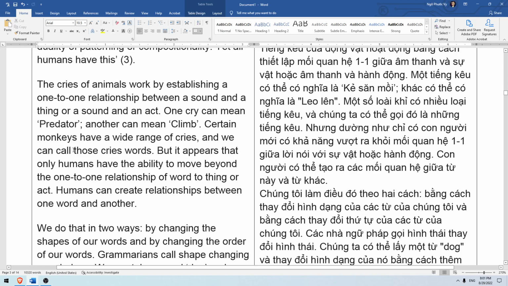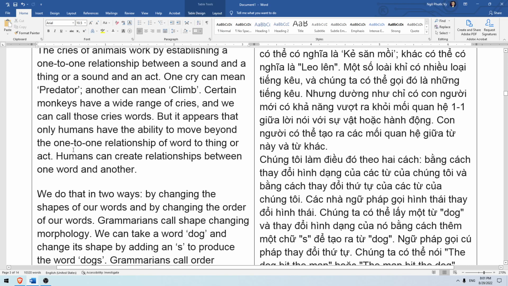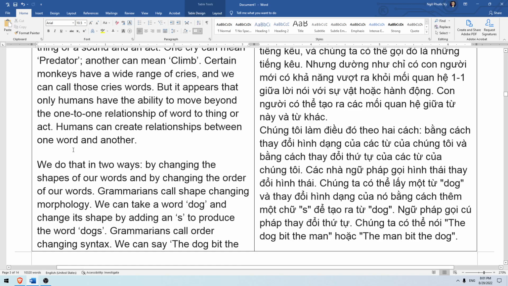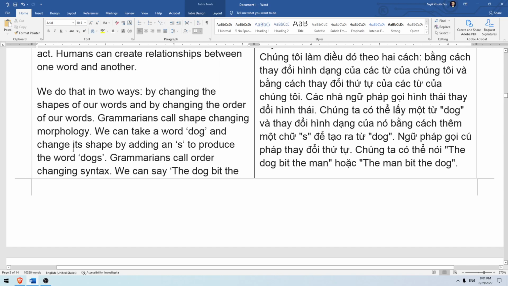The cries of animals work by establishing a one-to-one relationship between a sound and a thing, or a sound and an act. One cry can mean predator, another can mean climb. Certain monkeys have a wide range of cries, and we can call those cries words. But it appears that only humans have the ability to move beyond the one-to-one relationship of word to thing or to act. Humans can create relationships between one word and another. We do that in two ways, by changing the shapes of our words and by changing the order of our words.